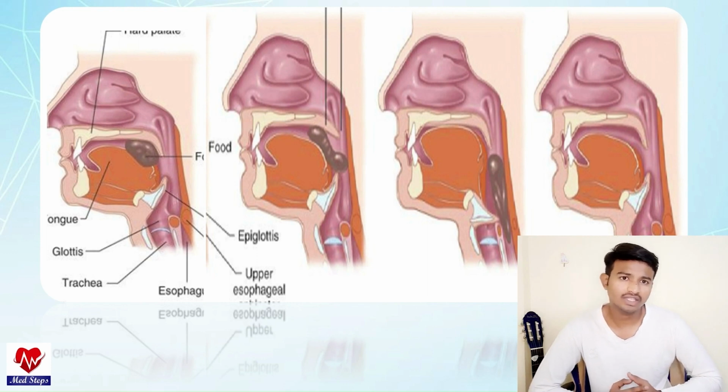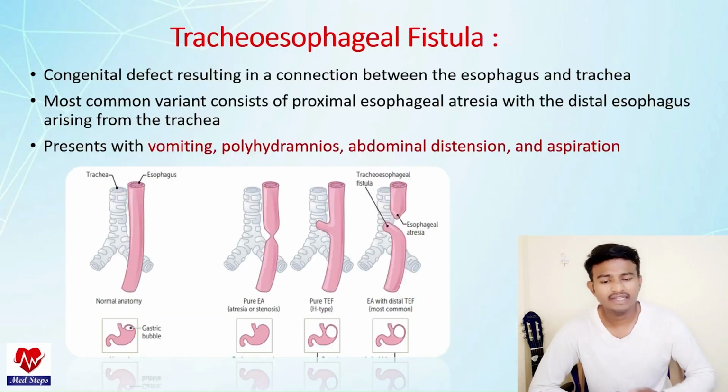Now we are going to see the pathological conditions. First one, tracheoesophageal fistula. This is a congenital defect. Malformation of the trachea and esophagus. A congenital defect resulting in a connection between the esophagus and trachea.